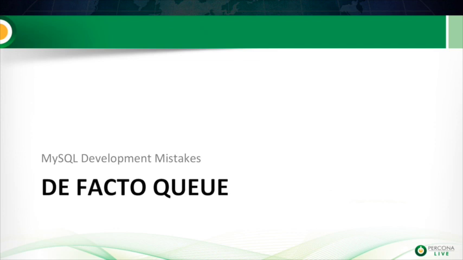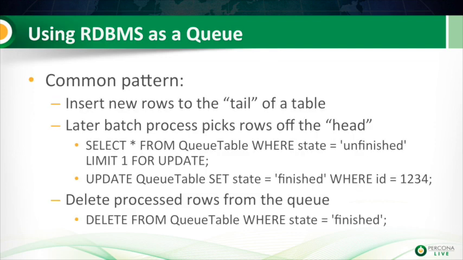Here's a database design mistake that we see pretty frequently. I call it de facto queue. Using the RDBMS as a queue. Let me describe what I mean by that. There's a common pattern that if you have rows of data that need to be processed, you can insert them into a table that serves as a queue, so that you just add new rows to the tail of a table, and some other process is periodically going and picking the first few rows off the head of the table.